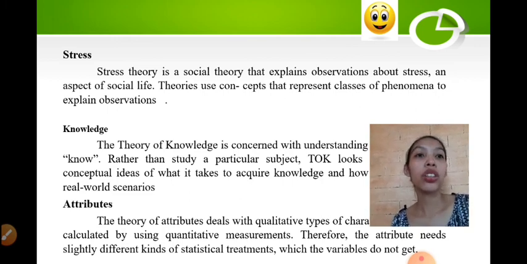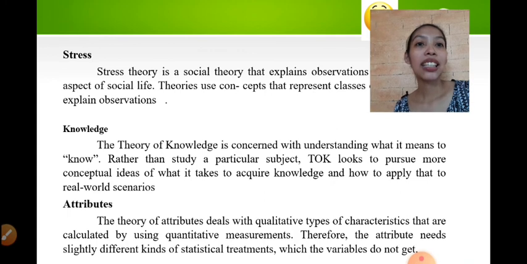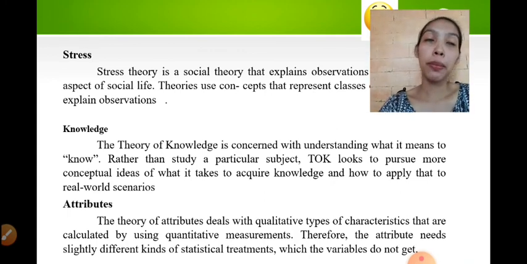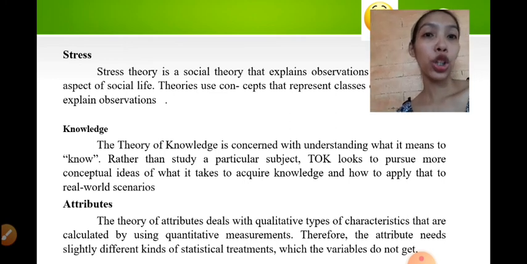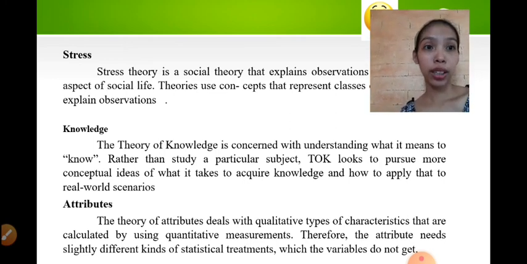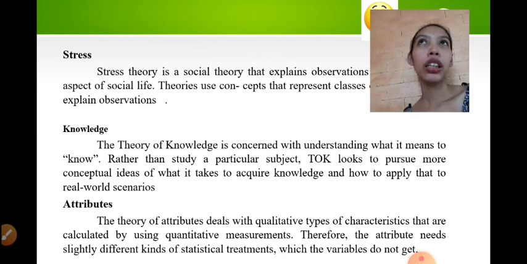Next, we have knowledge. Without knowledge, you have nothing to learn. The theory of knowledge is a concern with understanding and comprehension. You can understand what is right and wrong. You can comprehend as well. It is about what it means to know. Rather than studying a particular subject, it looks to pursue more conceptual ideas of what it takes to acquire knowledge and how to apply that to real-world scenarios. As if you're a teacher given a test and you have no knowledge, how do you get it? How do you comprehend whether it is right or not?